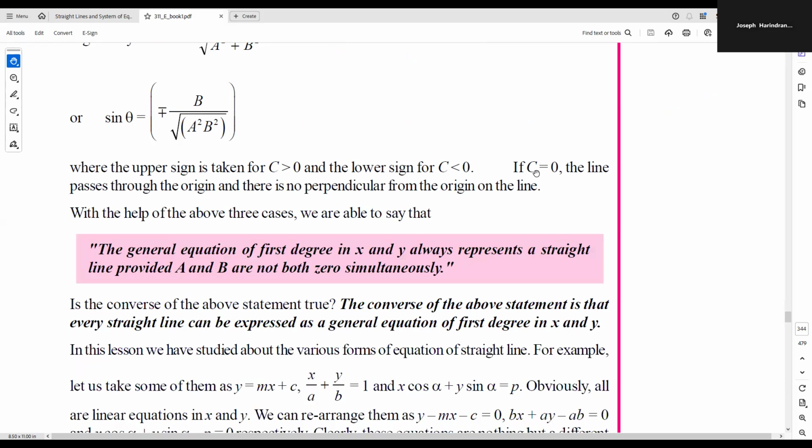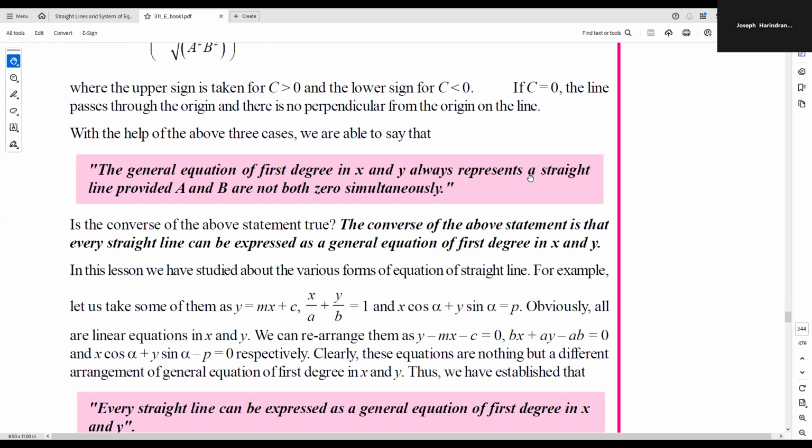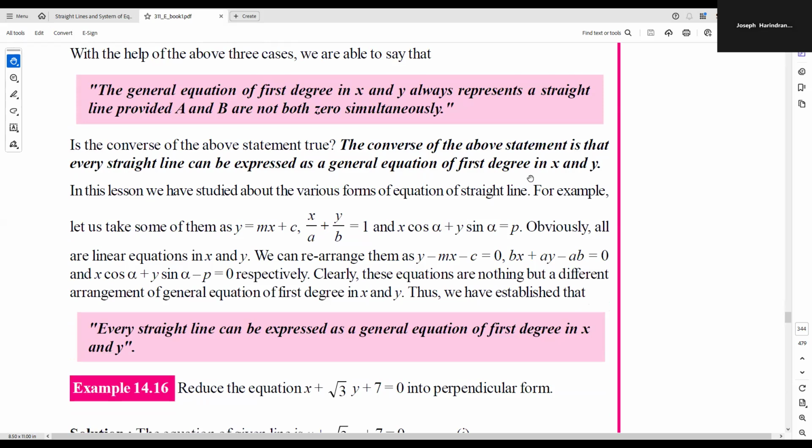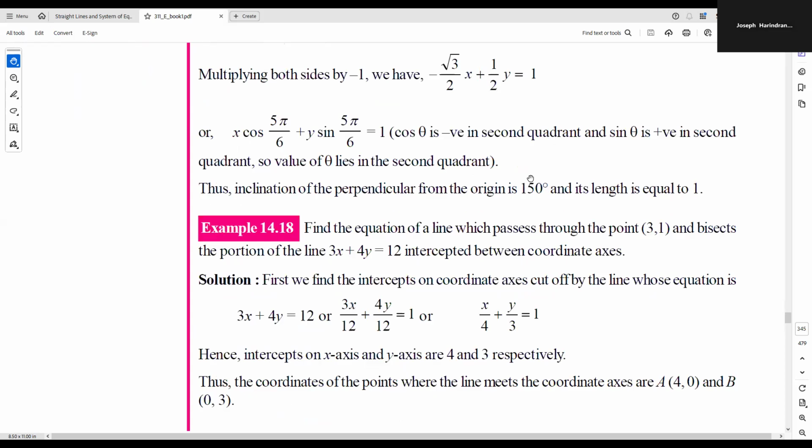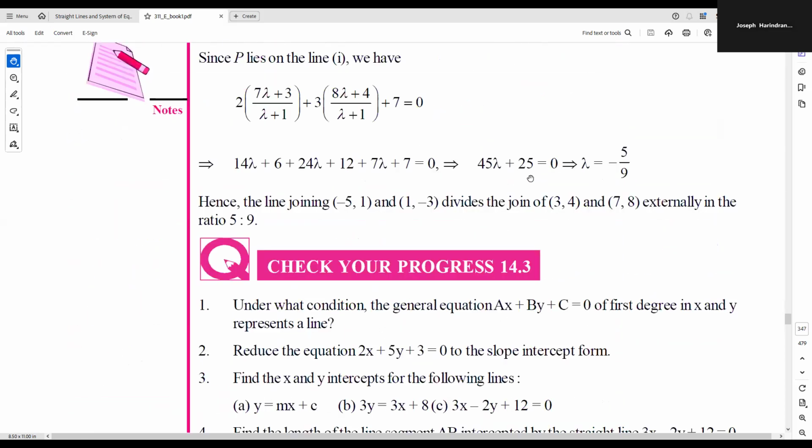And the general equation of the first degree. This first degree means degree 1 in x and y, and it always represents a straight line provided capital A and capital B are not simultaneously 0. So a system of first degree equations, a pair of linear equations in x and y, will always represent straight lines, two straight lines. Already in linear equations in 10th standard, we saw the conditions for intersecting lines, coincident lines, and parallel lines. Based on that, we can say that it's a linear equation. Up to now, we saw these equations of straight lines.